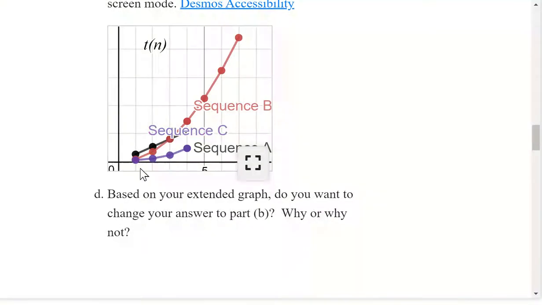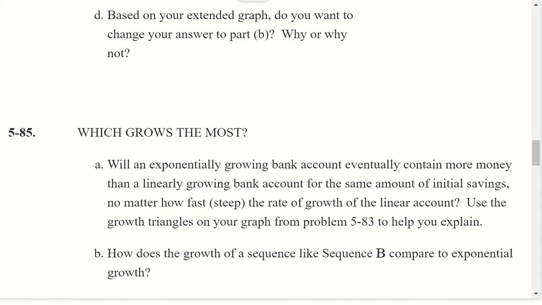And then on D it says, based on your extended graph, do you want to change your answer to part B? Why or why not? And then the final question I want you to respond to today is 85. It says, which grows the most? Will an exponentially growing bank account eventually contain more money than a linearly growing bank account for the same amount of initial savings, no matter how steep the rate of growth of the linear account is?